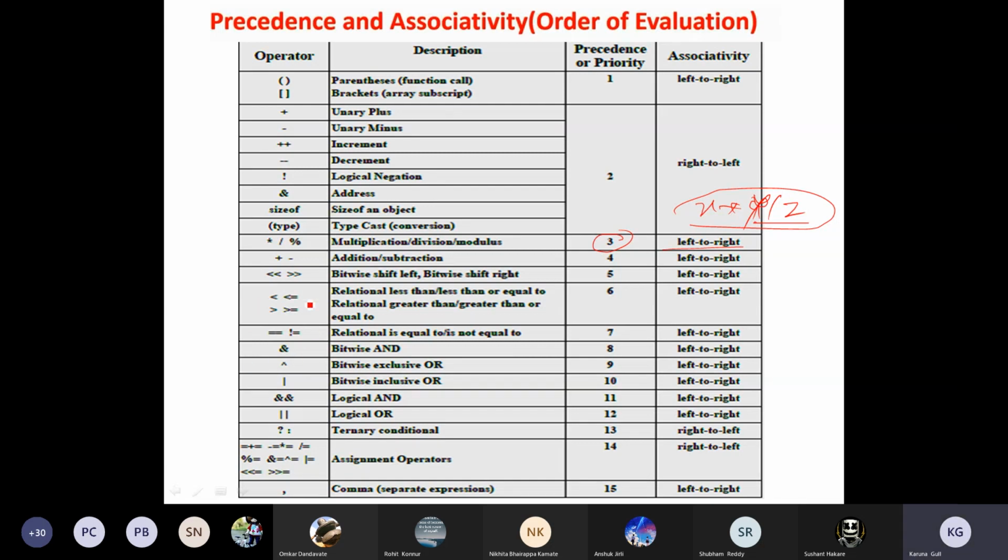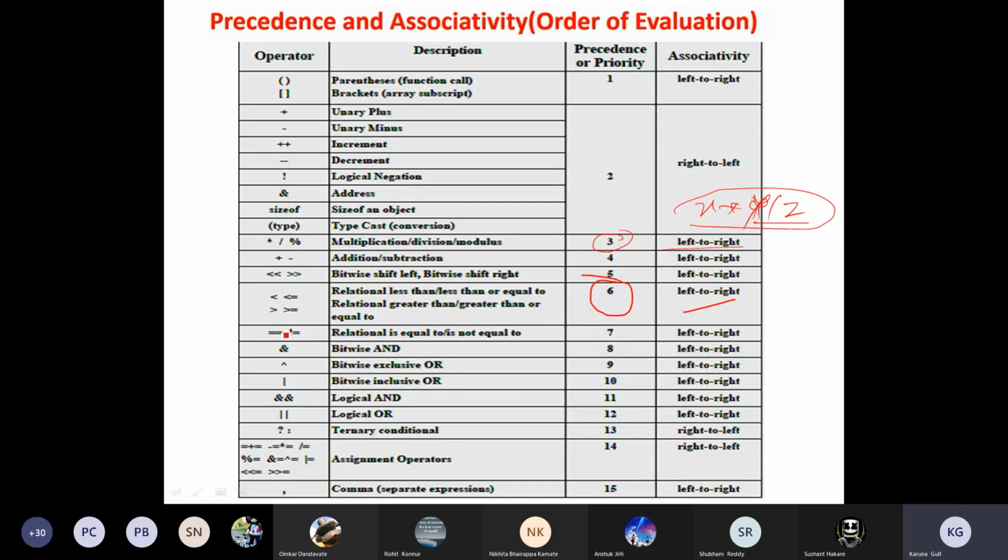Then you have the bitwise shift operators, left shift and right shift. Again, it has the fifth priority, and the scan is done from left to right. Next, look at the relational operators, less than or equal to, greater than or equal to. These have the sixth priority, and they are also scanned from left to right.